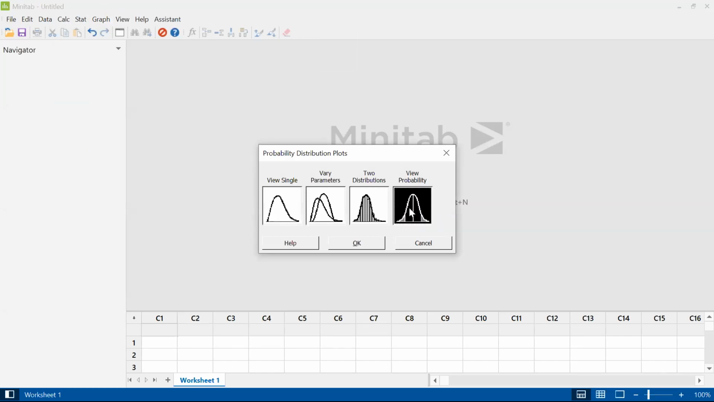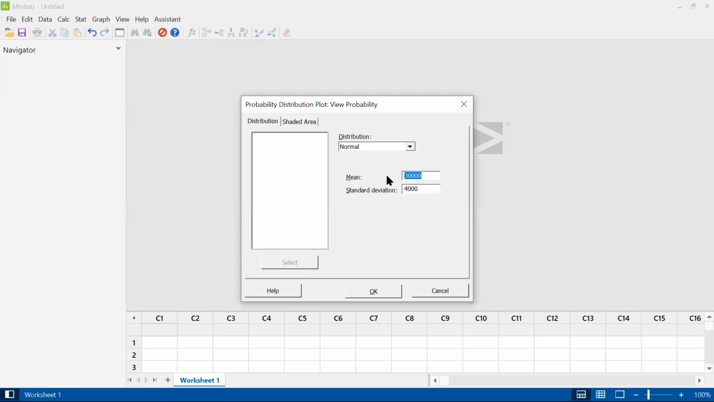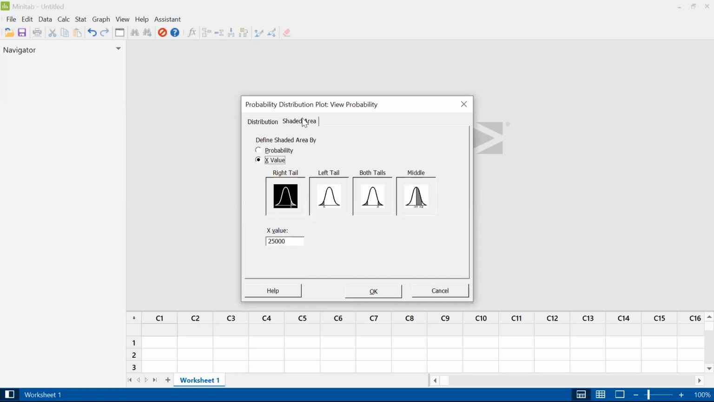And I always wanted to view the probability. I wanted to see a bell with the piece shaded in that we wanted, and it would be labeled with the area, and that's what I'm really looking for. So I chose View Probability. We'll put in our stats here. So the bag of rice was 5.1 pounds, and standard deviation 0.2. So the mean was 5.1, standard deviation was 0.2. And my distribution is set to normal. We're doing normal distribution. Flip over to Shaded Area.